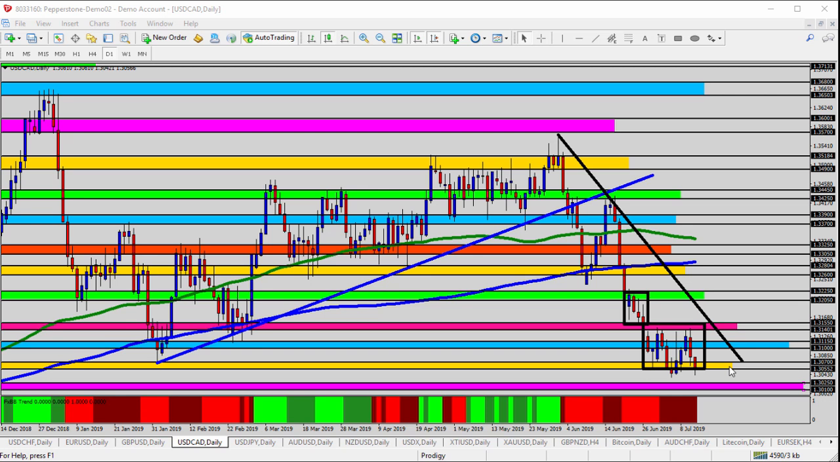So what we're looking for are clues to the currency pair going lower. We're looking for rallies to resistance. We're looking for breaks of support, for opportunities to go short in the direction of the trend. We also would look to the US dollar to see how that is performing.